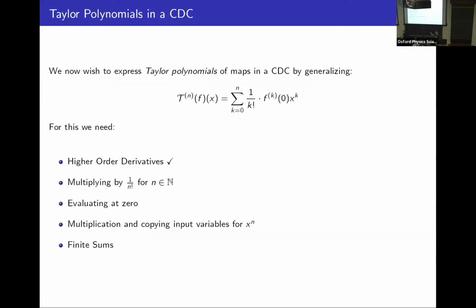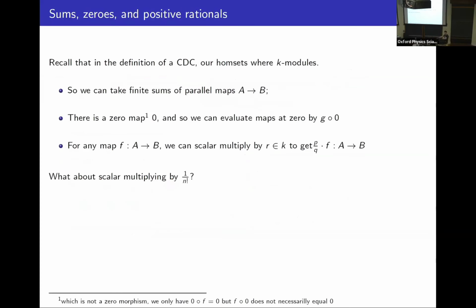Okay, so we got higher order derivatives. Yay. Now the next thing that we need to do is we can actually knock off a few of these right away. For finite sums, that's easy because I said that my hom sets were k-modules, so I can take finite sums. Awesome. Evaluating at 0 is the same thing. I have a 0 map because my hom sets are k-modules, and therefore I can evaluate at the 0 map.